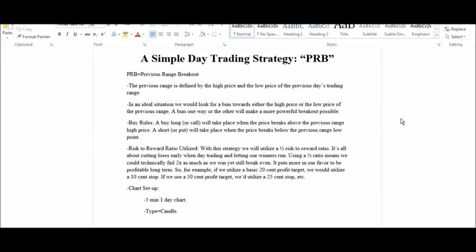The risk to reward ratio utilized with this strategy: we will utilize a 1-to-2 risk to reward ratio. It's all about cutting losses early when day trading and letting our winners run. When you day trade, you're entering a high amount of trades. You need to make sure that you cut your losses short and let your winners run. Using a 1-to-2 ratio means we could technically fail 2 times as much as we win, yet still break even.